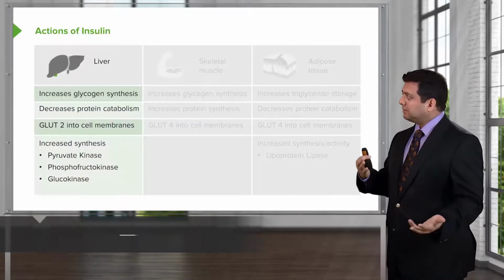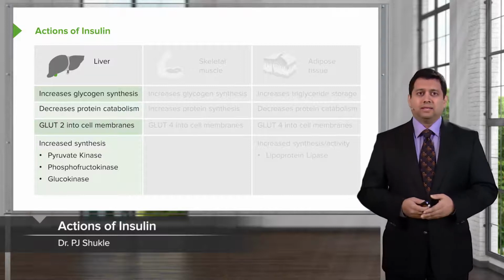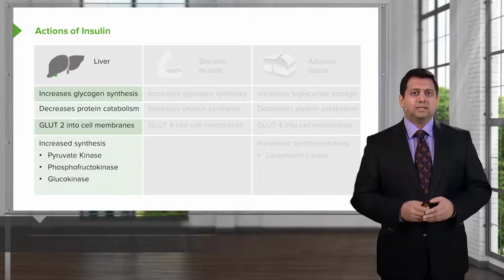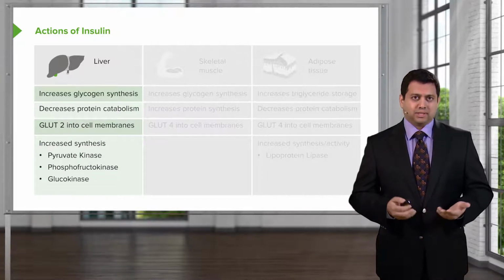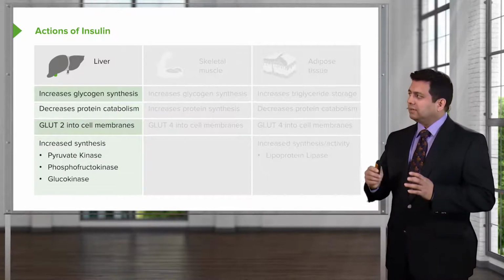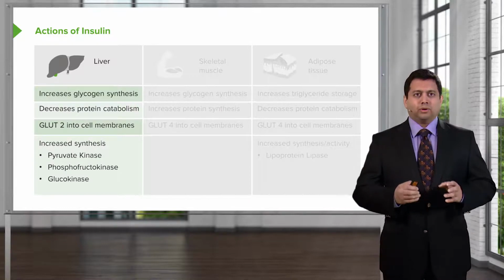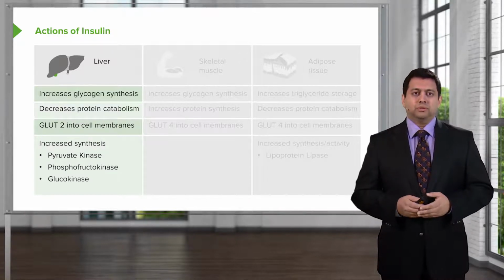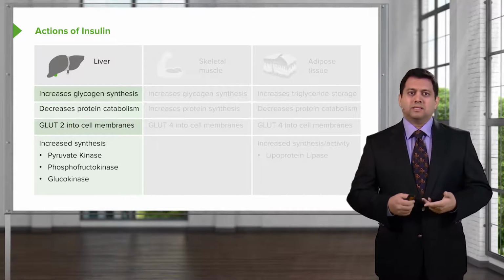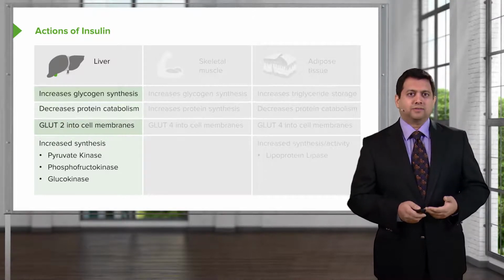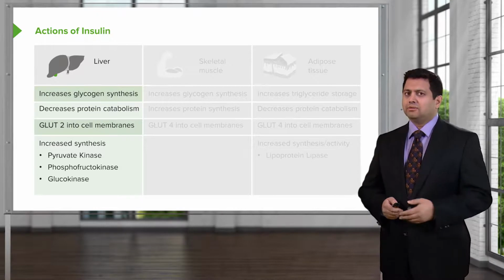So let's talk about insulin and how it works in the body. In the liver, it increases glycogen synthesis and decreases protein catabolism. Now, it uses a porter called GLUT2 to move sugar into cell membranes. There is increased synthesis using pyruvate kinase, phosphofructokinase, and glucokinase.